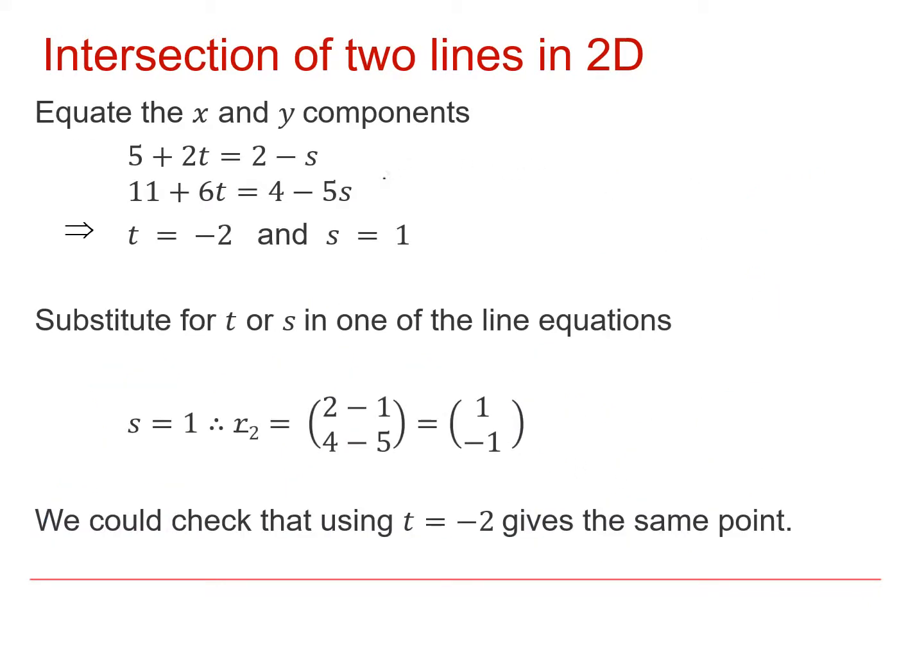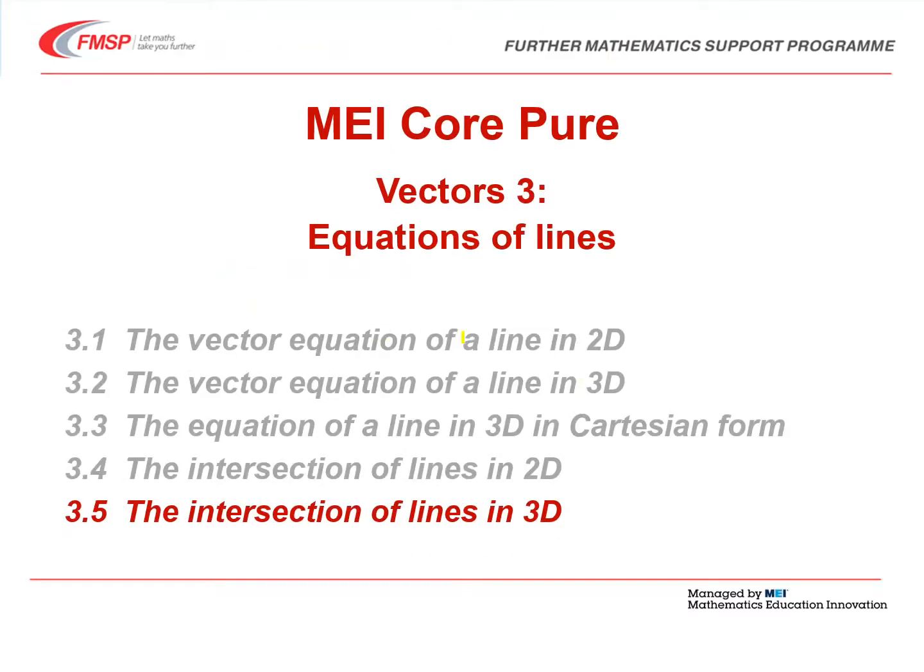There's that working just written up a bit more neatly. Here's the pair of simultaneous equations, and we've seen the working for that to give us t equals minus 2 and s equals 1. This piece of working has actually used s equals 1 in the second equation, and we end up with the same result, (1, -1). And as we've said here, you could check that using t equals minus 2, which is what we did on the previous slide. The next and final video in this sequence is 3.5, the intersection of lines in 3 dimensions.